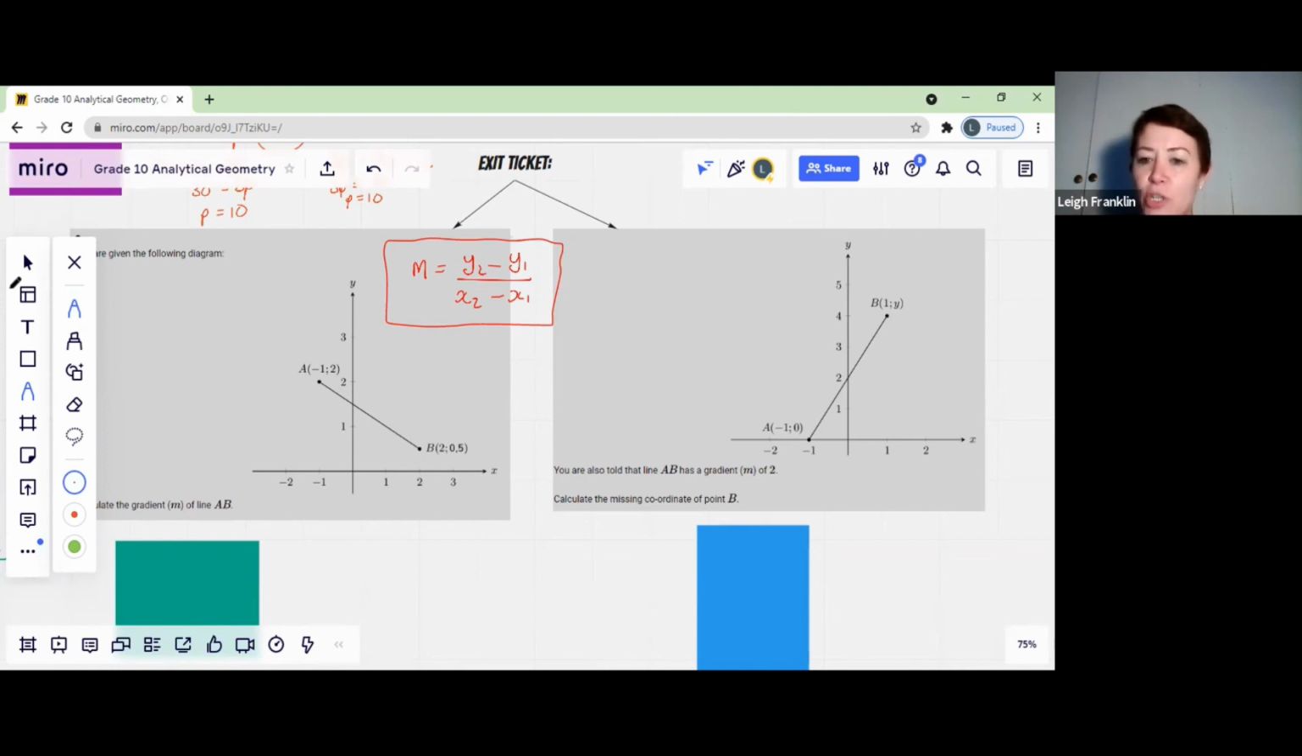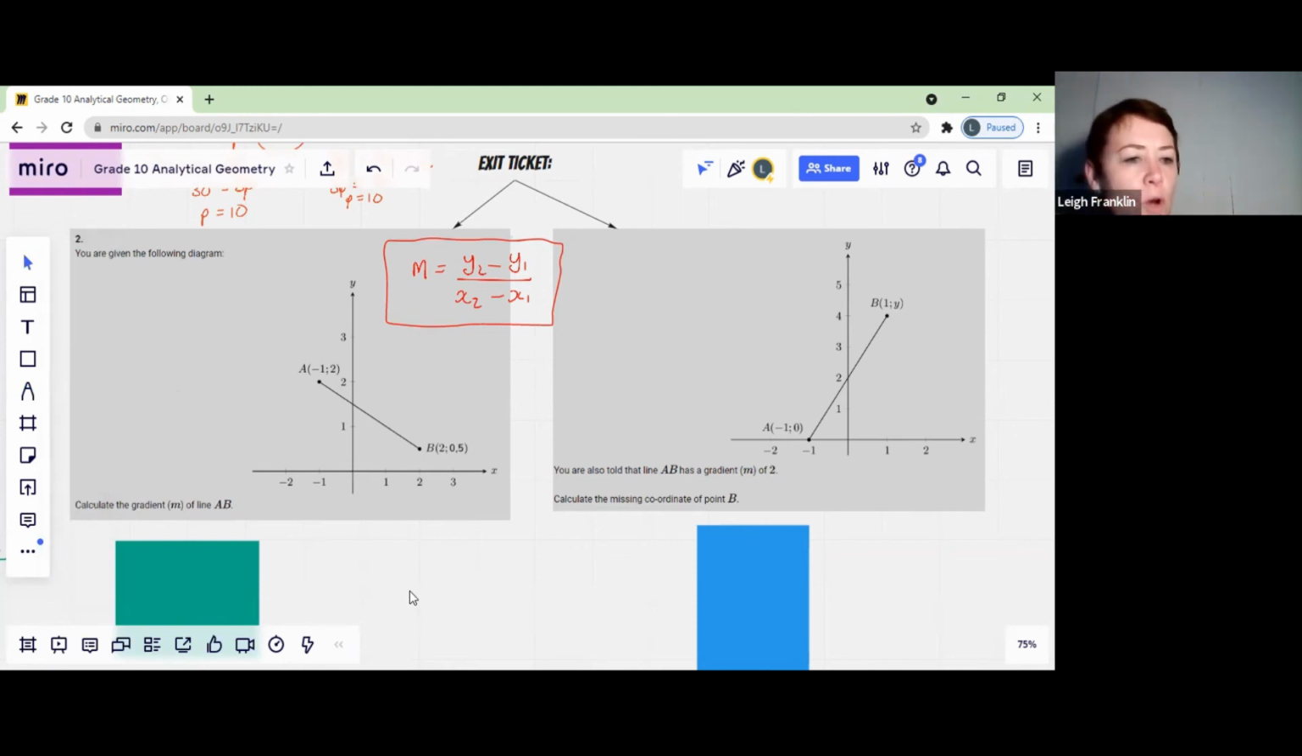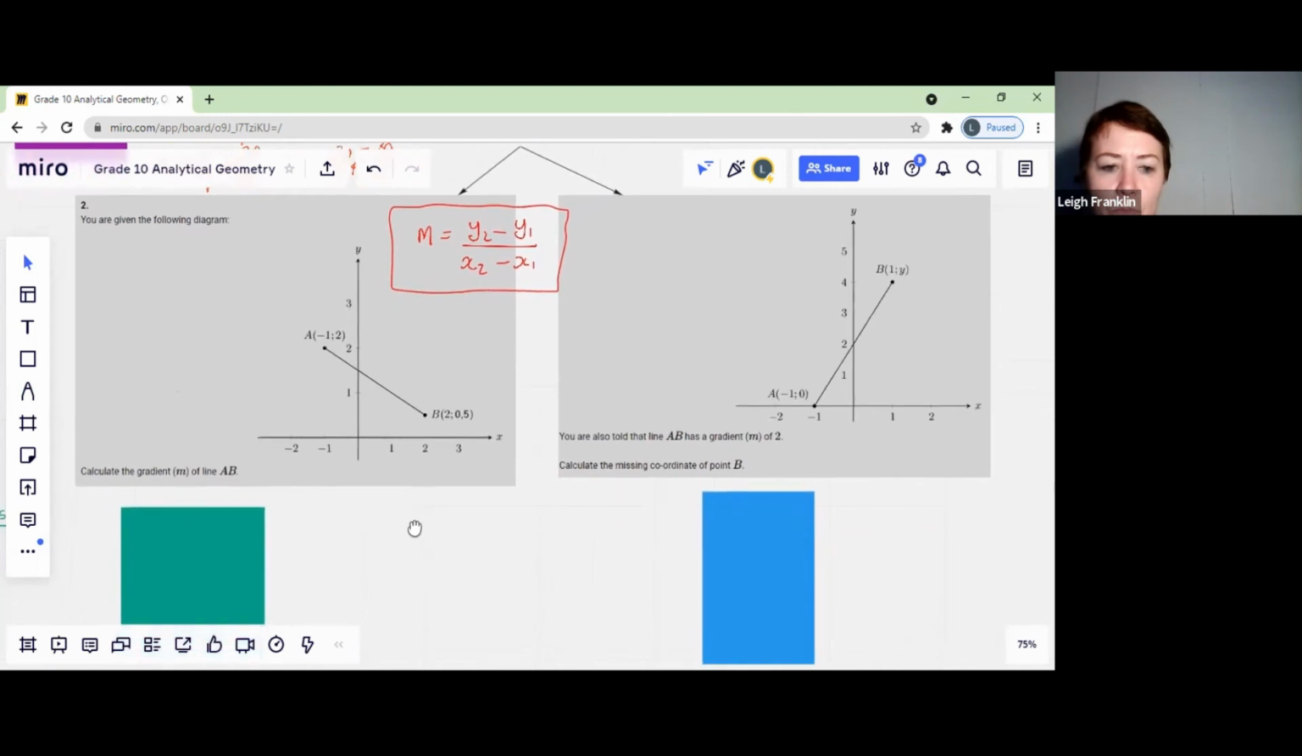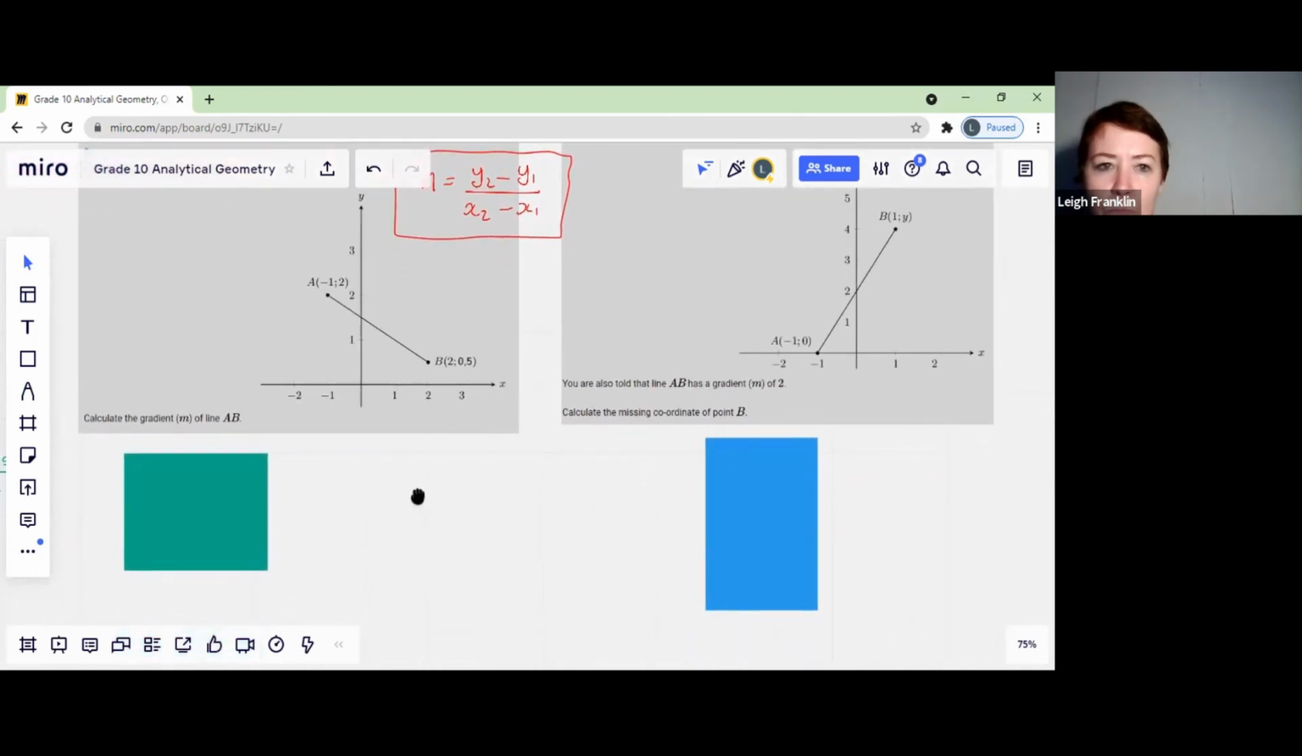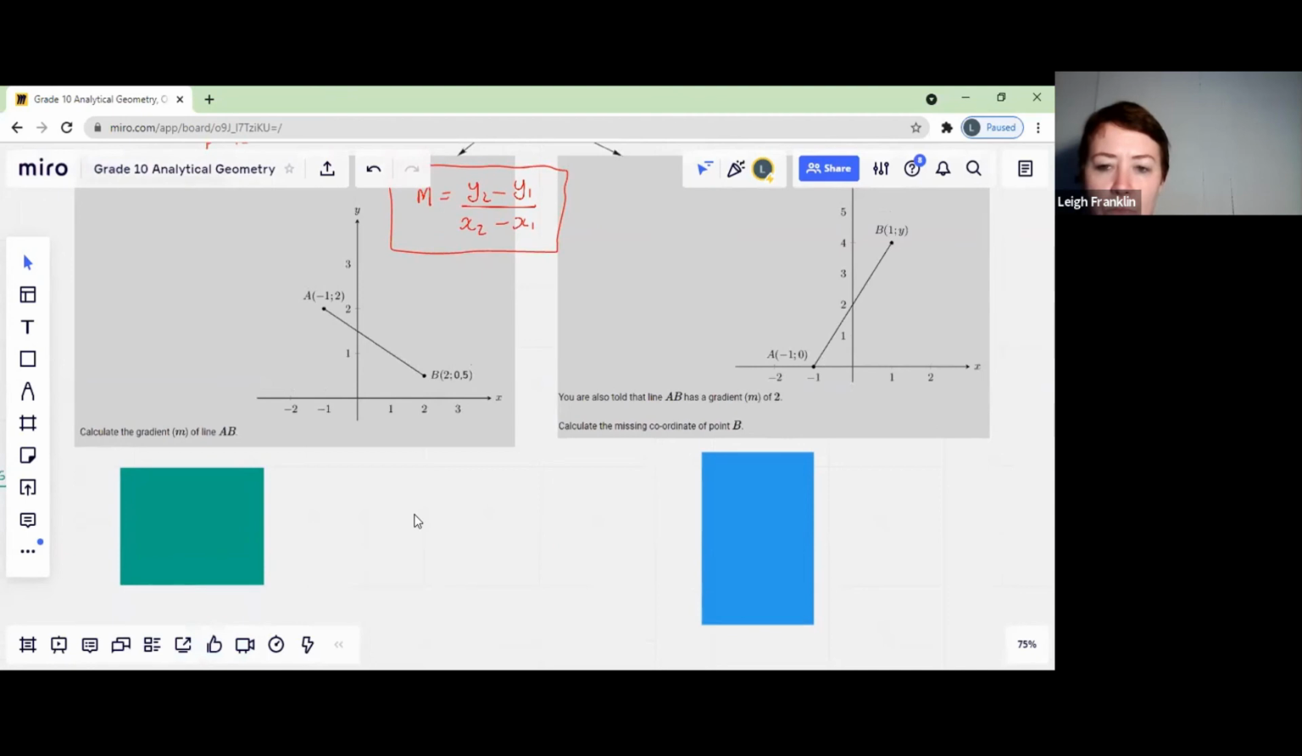Okay, so we've only got 2 minutes to go. So instead of me showing you my answers, Zayon, what did you get for the one on the left? The gradient of line AB. What did you get, Zayon? Okay, Harry said he got -1/2. You got 4, is that 4.5, Zayon? -1/2?